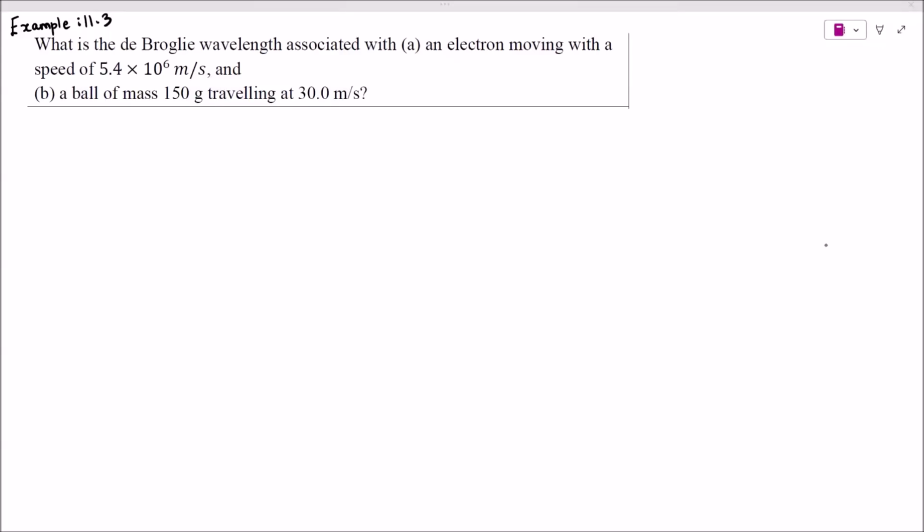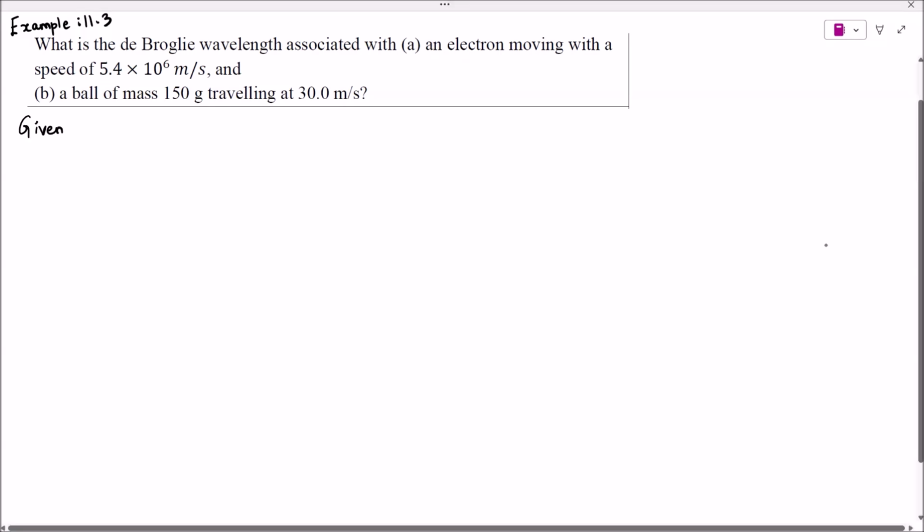Let us solve this question. It is example 11.3 from Dual Nature chapter, class 12. What is the de Broglie wavelength associated with an electron moving with a speed of 5.4 × 10^6 meter per second and a ball of mass 150 gram traveling at 30 meter per second? So here they have given two objects.